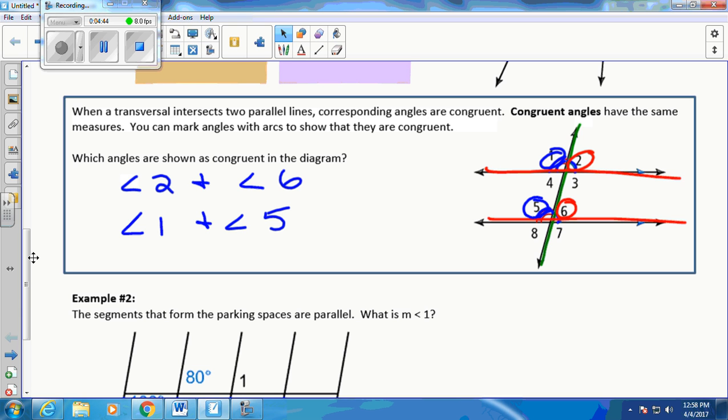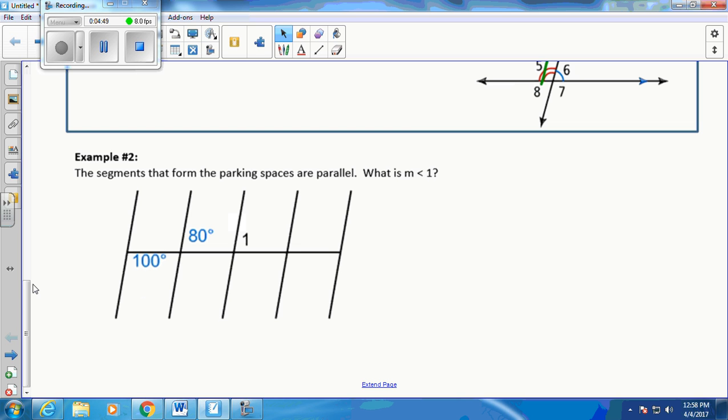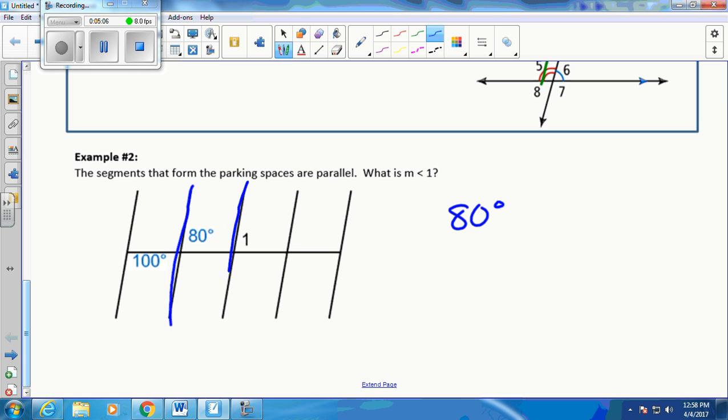So question number 2. Number 2 is saying that the segments that form the parking spaces are parallel. What is the measure of angle 1? And you should be saying that it is 80 degrees. They're telling you that these lines right here are parallel, and it's being cut by this transversal. So if you notice, both the 80 and the 1 are above the transversal and to the right of those blue lines.